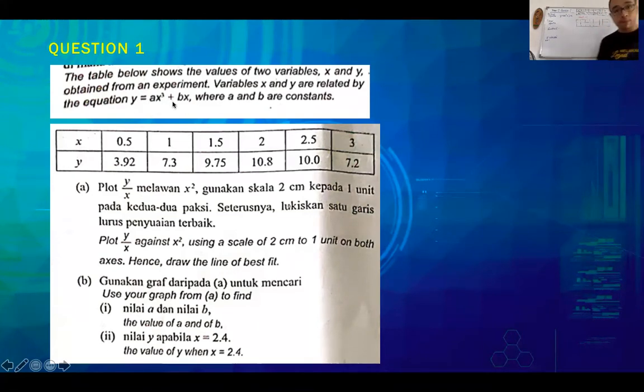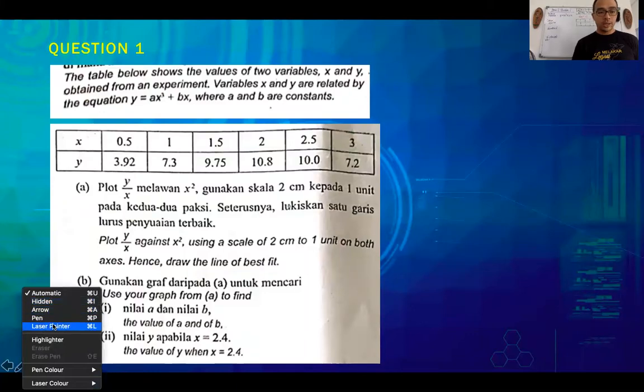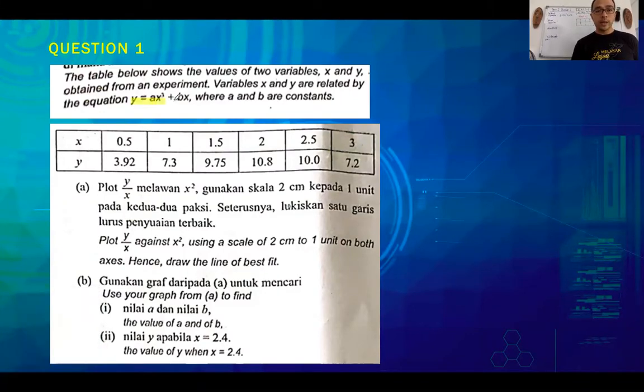It's always important to note that in the question, generally, they will give you an original equation which is not linear. So I would actually galakkan kamu to highlight this one and then write down here, this is the original equation and it's usually non-linear. y equals ax cubed plus bx. We continue reading the question.